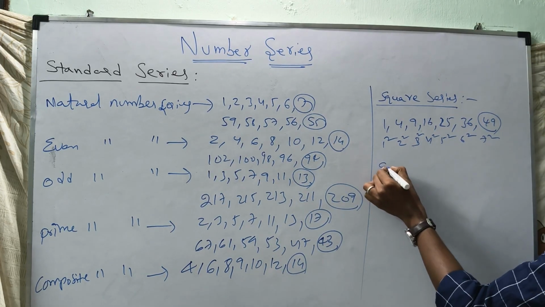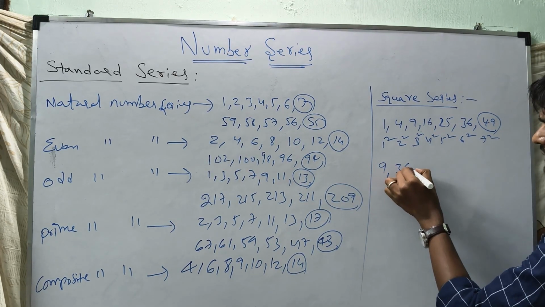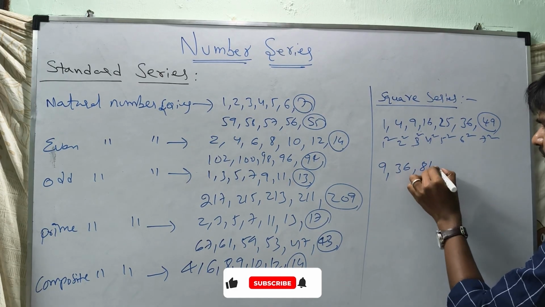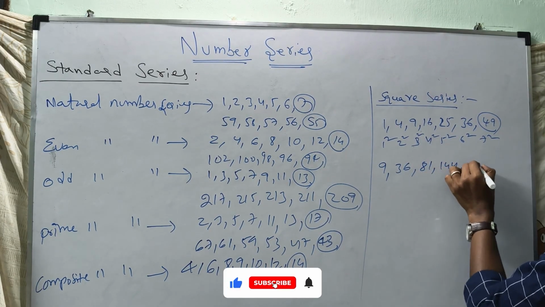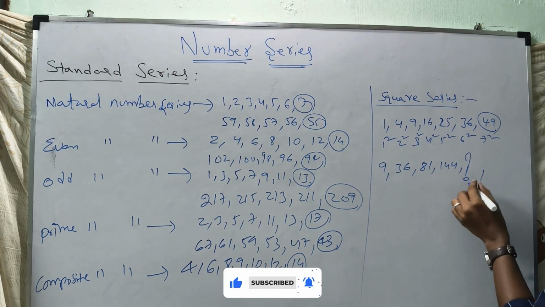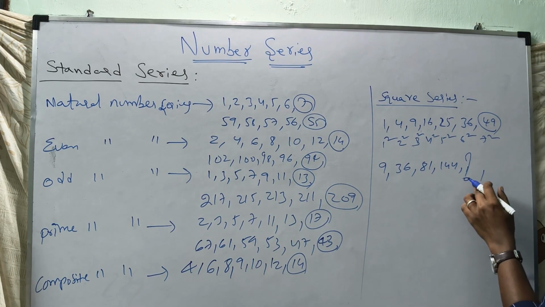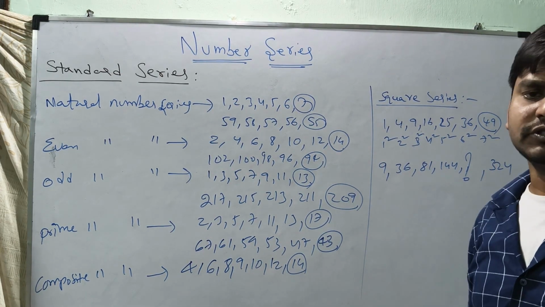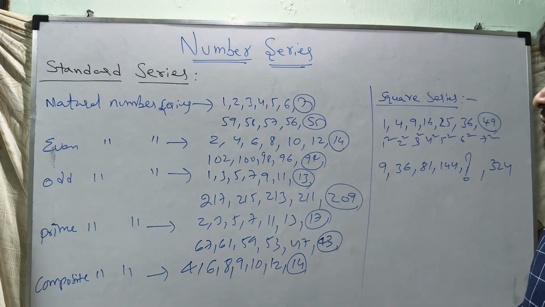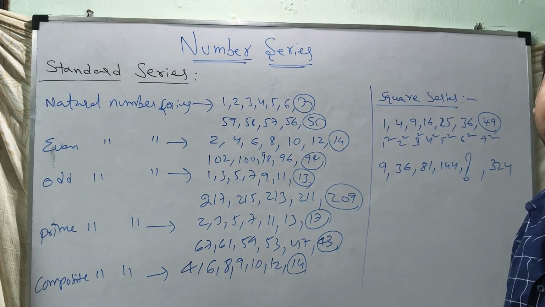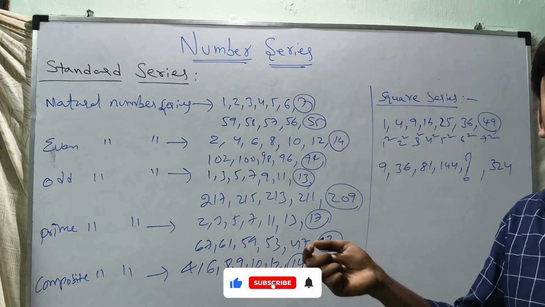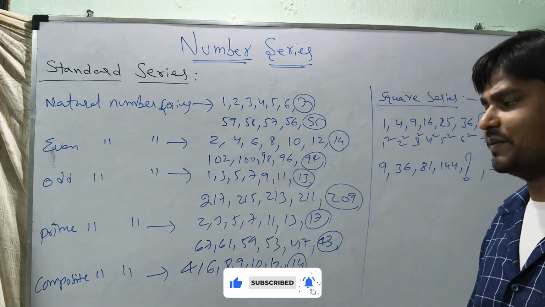See, let's say here 9, 36, 81, 144. Now question mark. Okay. Next, 324. Here see how they will give questions from this topic. They may ask you to find out the next term in the series or the missing term in the series, or one more type, wrong term in the series. Like that also they may ask you.